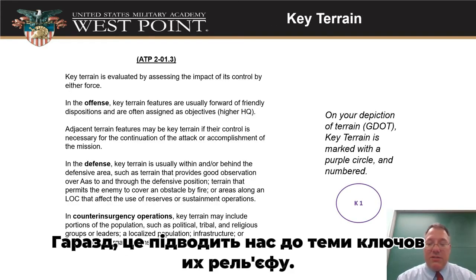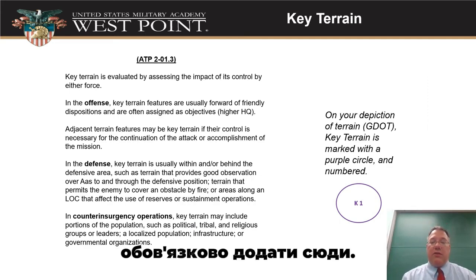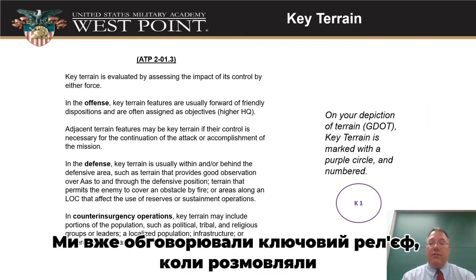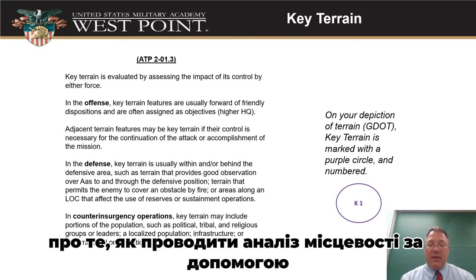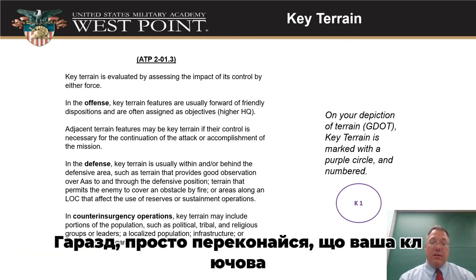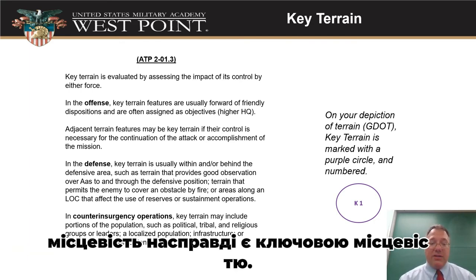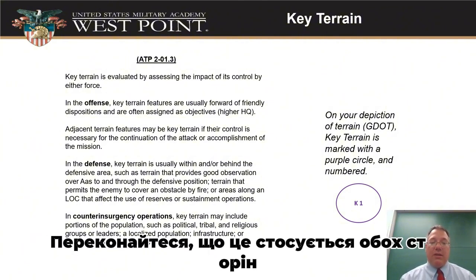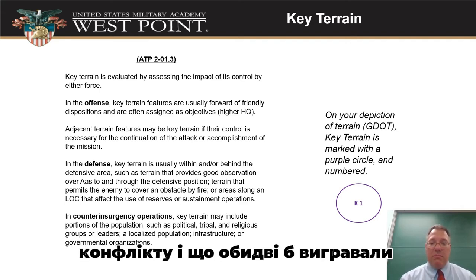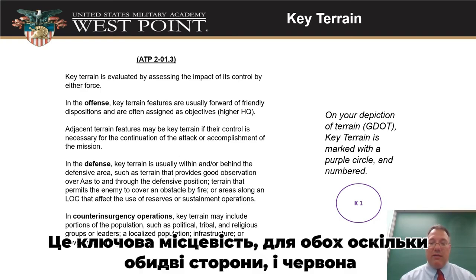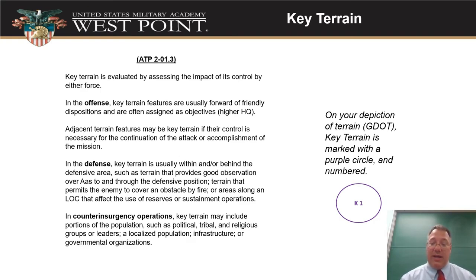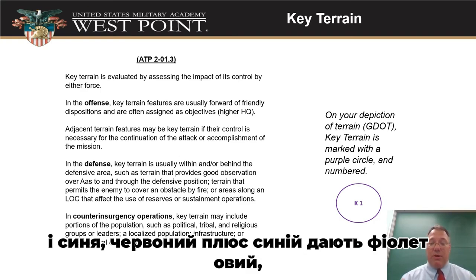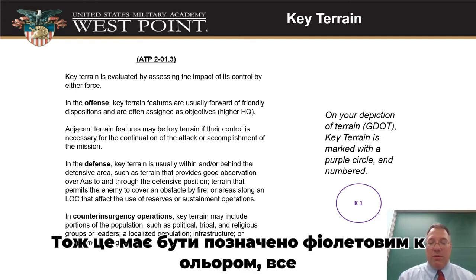All right, that brings us to key terrain. Is the other thing you got to make sure you include on here. We already covered key terrain when we talked about how to do terrain analysis using a COCA. All right, just make sure that your key terrain is actually key terrain. Don't use every hilltop out there. All right, and make sure it's something related to both sides of the fight would benefit from controlling it. All right, now key terrain, because it's both sides, red and blue, red plus blue gives you purple. All right, so that should be marked in purple.